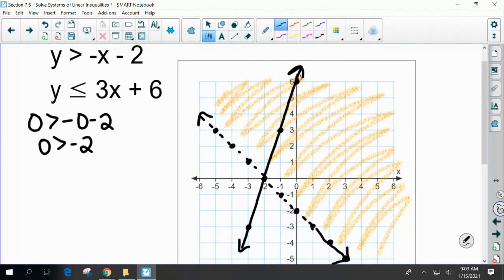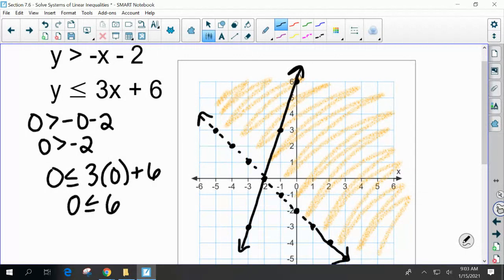Again, I have to choose a point to check. I would choose 0, 0 because it doesn't go through my line. So 0 is less than or equal to 3 times 0 plus 6. So 0 is less than or equal to 6, which is true. So I'm going to shade to the right. Now, when you shade to the right, you're doing it to the right of this line. So you are going to end up shading down here as well. That's why you want to use your second color, not the color you used for the first one.